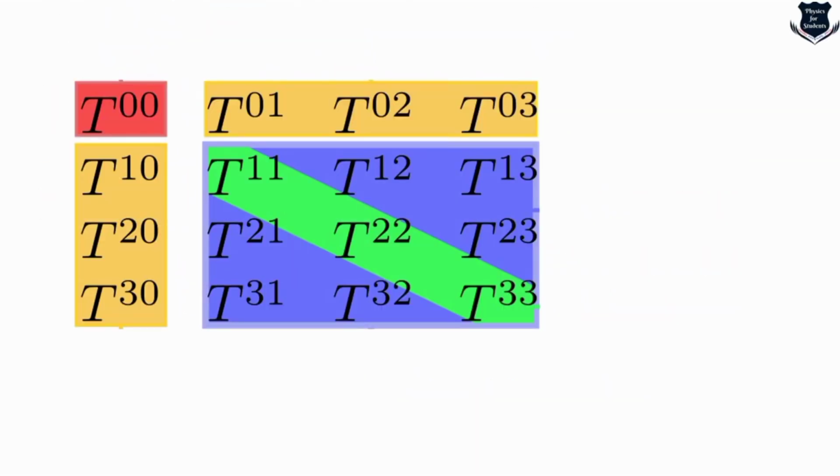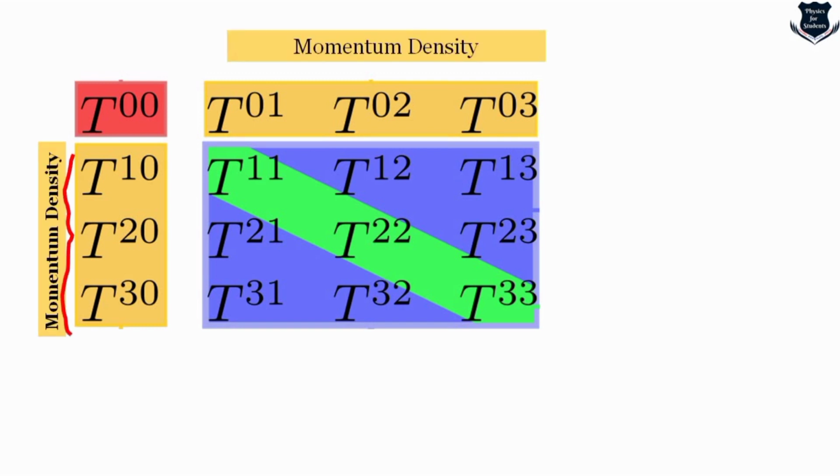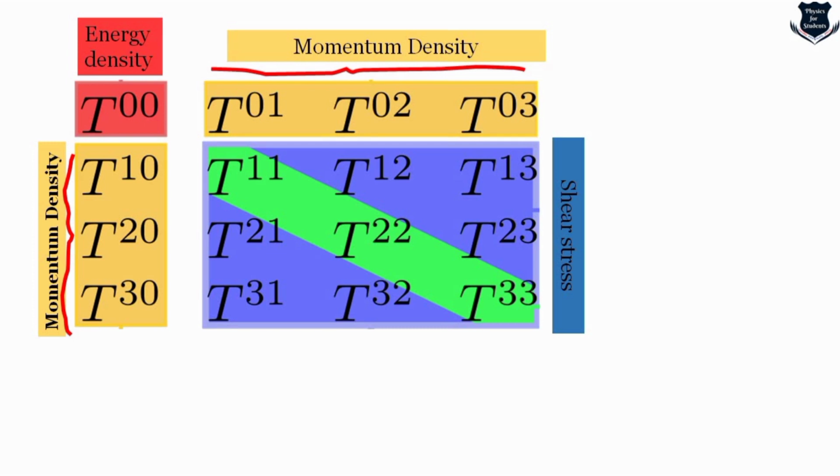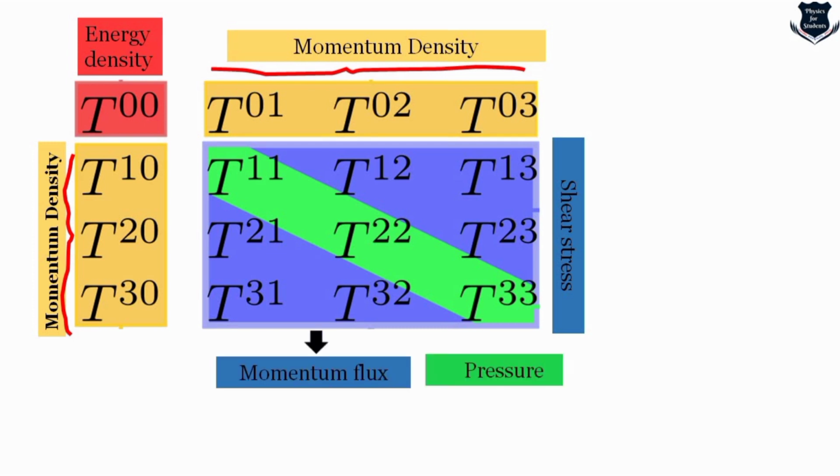So here it is. This is what we call the stress energy tensor. We will explain one by one what the factors are. This red part is the momentum density. This one is also the momentum density. This one is the energy density, which takes the first position in the stress energy tensor. This one is the shear stress, the blue one. The green one diagonally is the pressure, and this denotes the momentum flux.